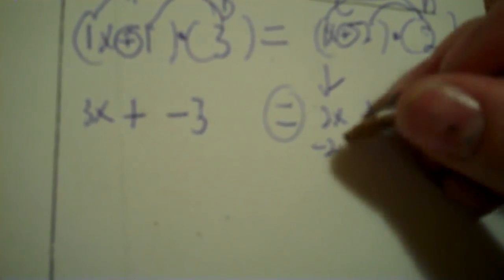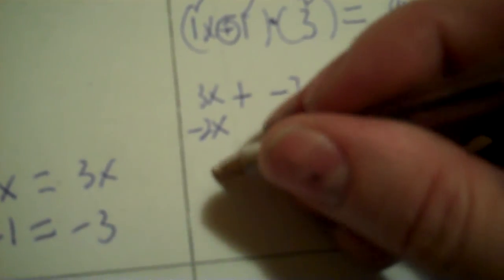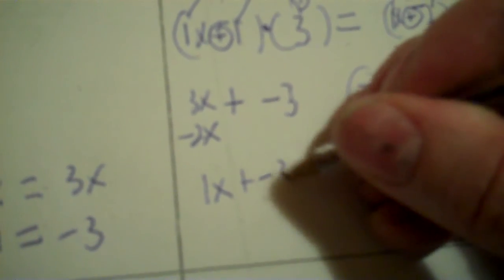Okay, so you got x on opposite sides. Pick one of them. I'll pick this one. So you'd subtract 2x and minus it to 3x. So it's 1x plus negative 3 equals negative 4.